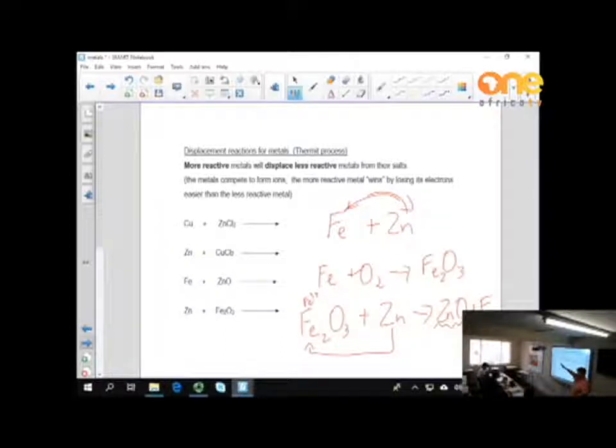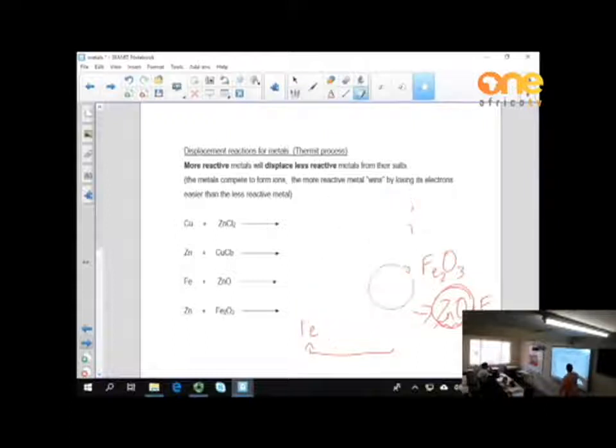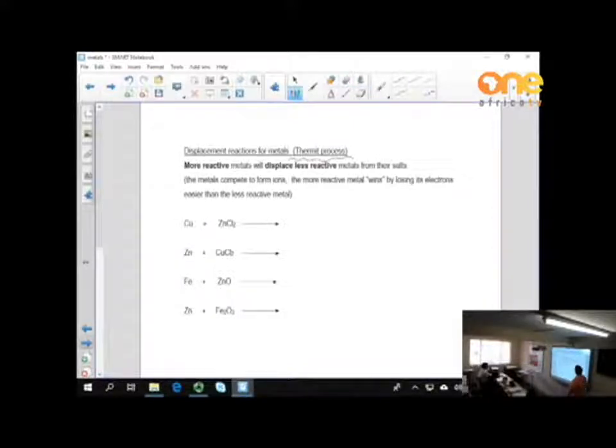Some corrugated iron roofs aren't shiny anymore. Why aren't they shiny? There's some zinc oxide on it, so it's no longer shiny. Now this displacement reaction is commonly known as the thermit process, or we refer to it as sacrificial metal protection. Another good example is out in the Walfish Bay Harbour, the ships are made from which metal?